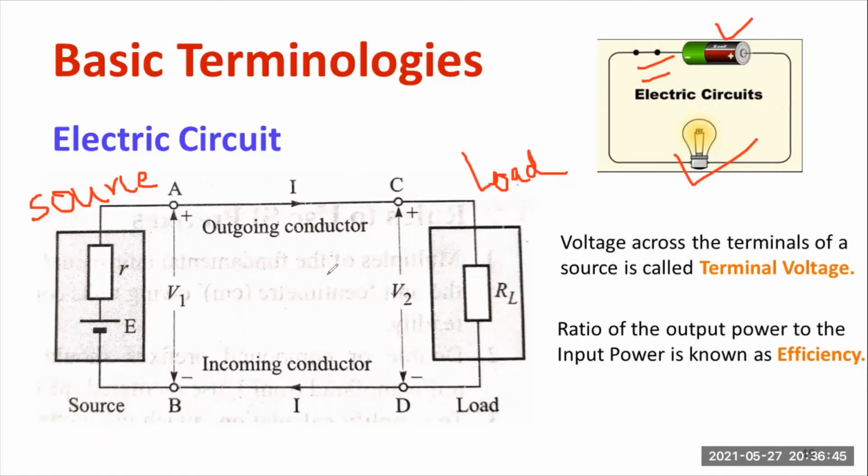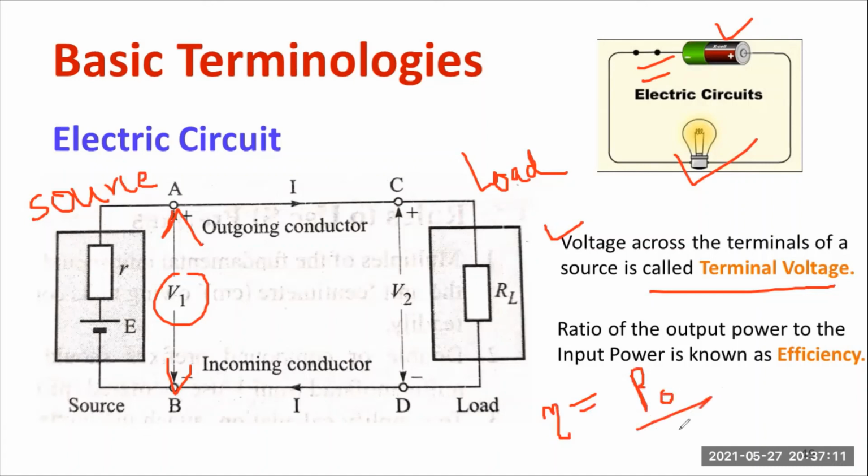Here we can observe V1, which is representing the terminal voltage. That means the voltage across the terminals of the source. A and B are the terminals of the source, and the voltage across them is called the terminal voltage. You can also calculate the overall efficiency, eta, which is equal to output power divided by input power. If you want, you can represent it as a percentage by multiplying by 100.